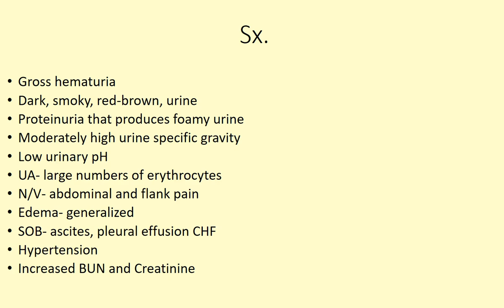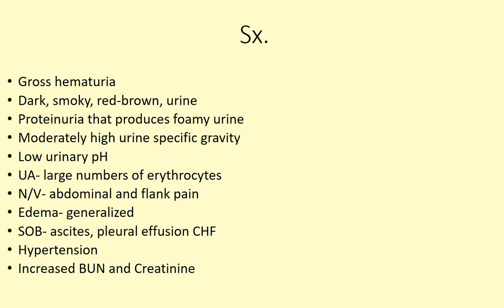Also, symptoms of glomerulonephritis include low urinary output and a low urinary pH. The UA, the urinalysis, will have large numbers of erythrocytes. Your patient will also have nausea and vomiting, abdominal and flank pain, which makes sense. They'll also have edema. What's happening is that the kidneys are not functioning correctly. You are retaining a lot of fluid. With that retention, you're going to get edema and third spacing. So you want to look at that. The next symptom is shortness of breath.